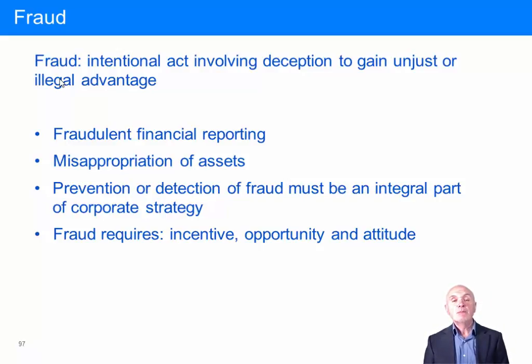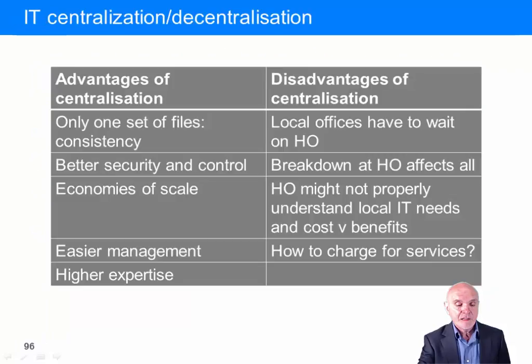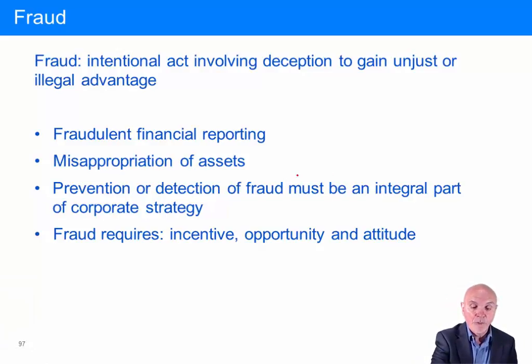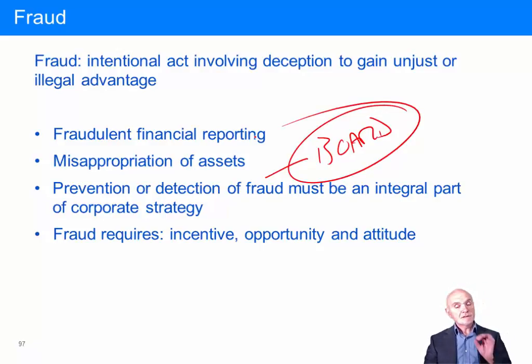And then there is the misappropriation of assets, which is basically theft. Theft of cash, theft of inventory, sometimes theft of non-current assets, things like laptops. The prevention and detection of fraud must be an integral part of corporate strategy. The people who are responsible for this, it's ultimately going to be the board. So it's the board, not the internal or external auditors, who carry the responsibility for the prevention or detection of fraud. And fraud requires 3 things for it to work: incentive, opportunity, and attitude. So let's have a look at how those will come up.